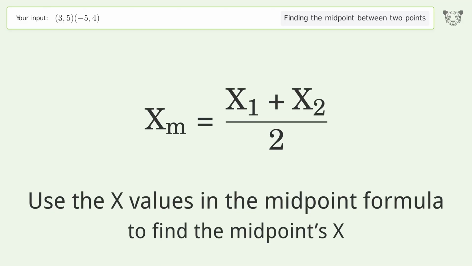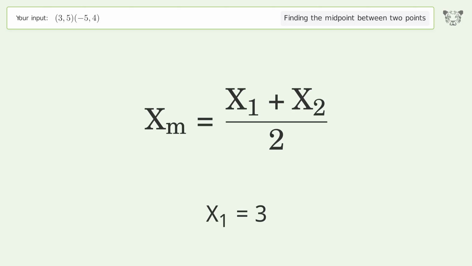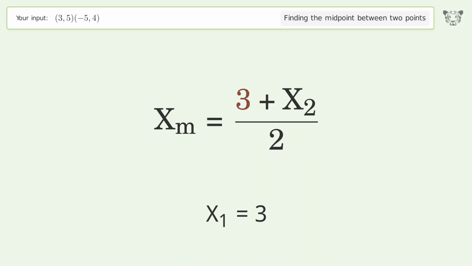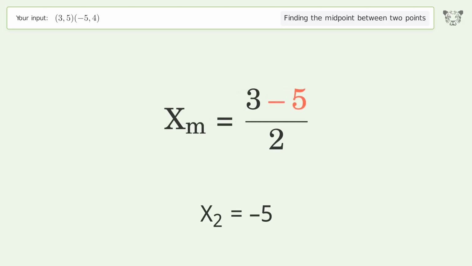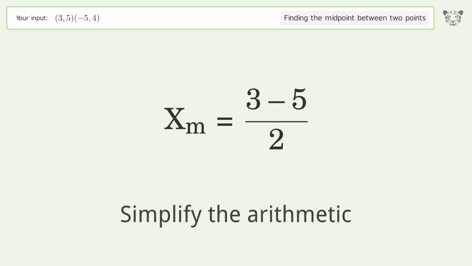Use the x values in the midpoint formula to find the midpoints x. x1 equals 3. x2 equals -5. Simplify the arithmetic.